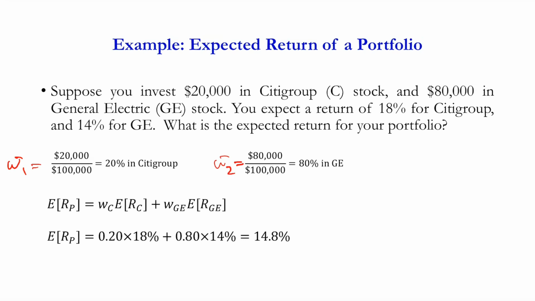To calculate the expected return of the portfolio, I'm going to multiply these weights by their corresponding returns. By doing that, I would get 14.8% as the expected return of our portfolio.